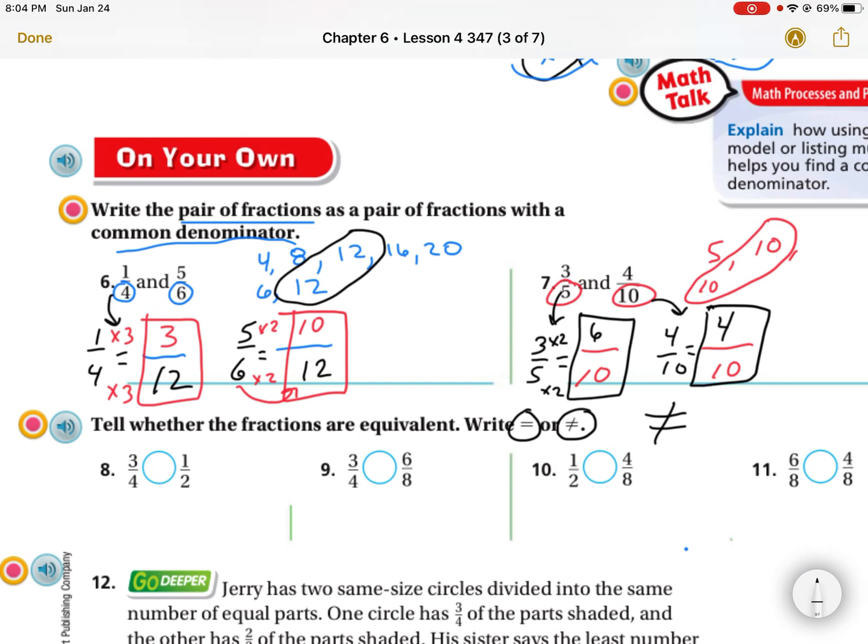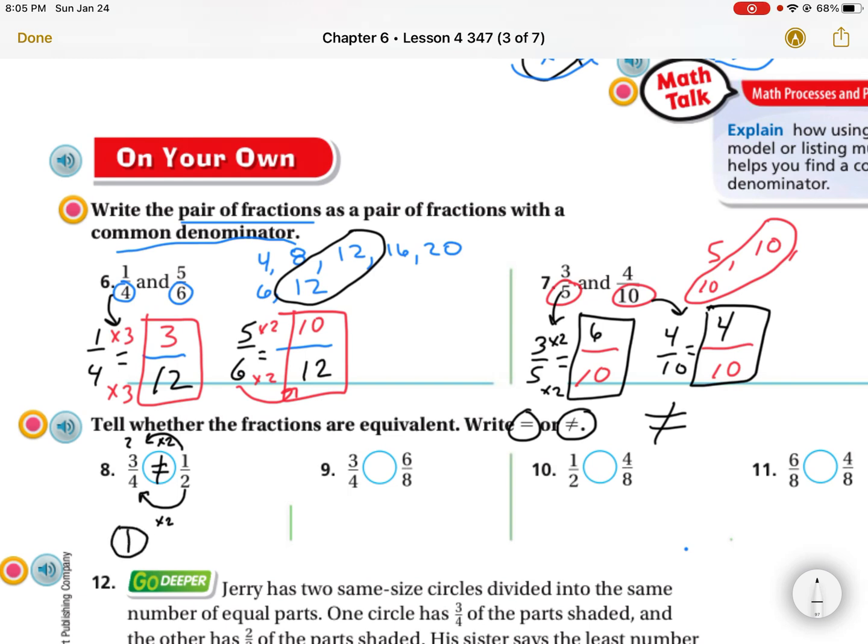I could do all the steps above, or I could just look at the smaller one. Is there anything I can do to 2 to make it 4? Well, I can times by 2. Well, if these guys are equal, and I multiply this by 2, that would be a 2, and it's not. So that tells me that 3/4 is not equivalent to 1/2.